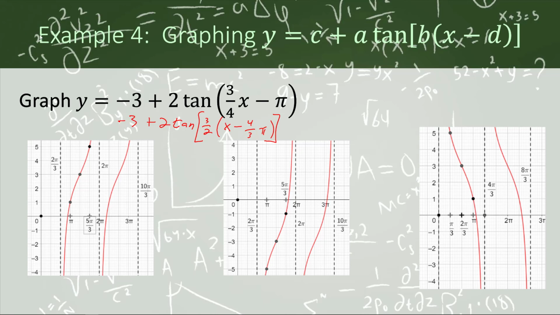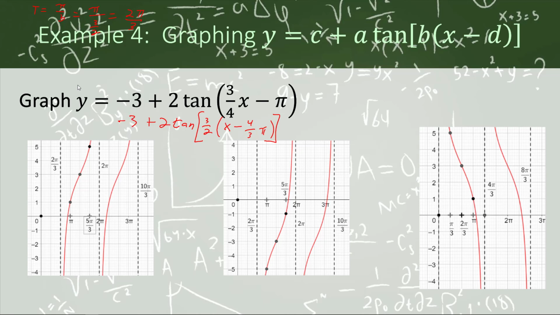Now to compute the period, once again, this is b. We know that the period is equal to pi divided by b, which in this case is going to be pi divided by 3/4, which will give us 4 pi divided by 3. Okay, so that's our period.